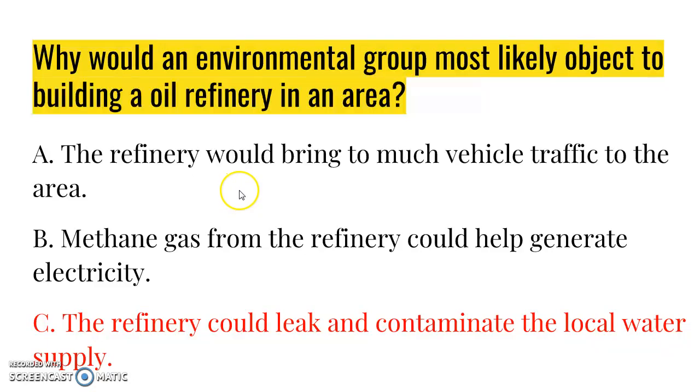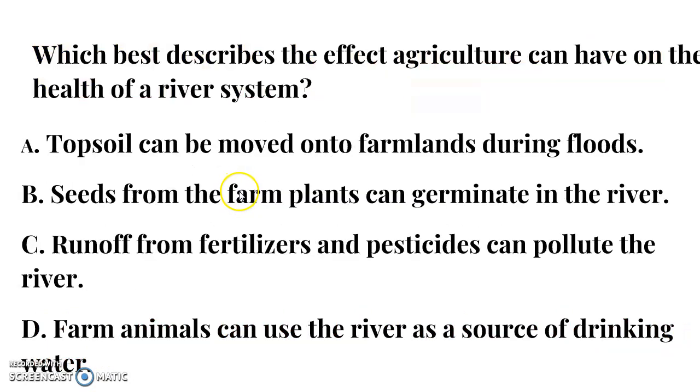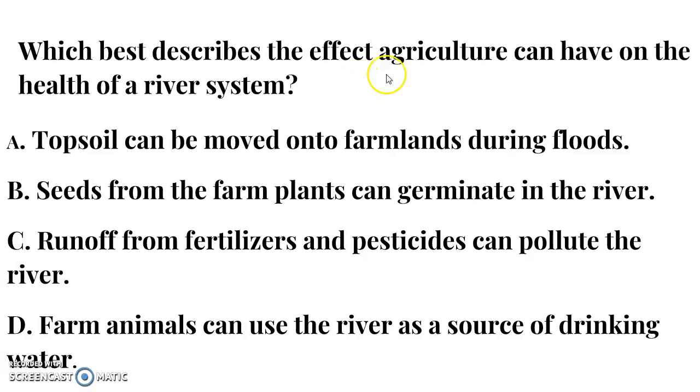So some of these I'm just going to let go on the screen. You can look at them. But this is a good one. Which best describes the effect agriculture, so farming or growing animals, can have on the health of a river? Wherever you put agriculture, they're going to use fertilizer. They're going to have animals there. And so what can happen is that the runoff from fertilizers and pesticides, which is the poison they use to kill bugs, can pollute the river. If you read through these, a lot of these will make a lot of sense, guys.